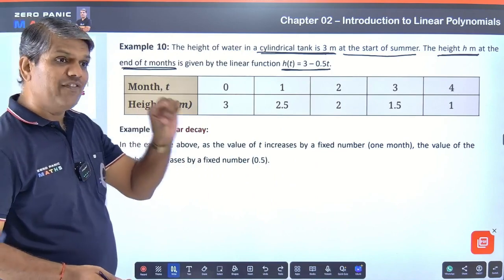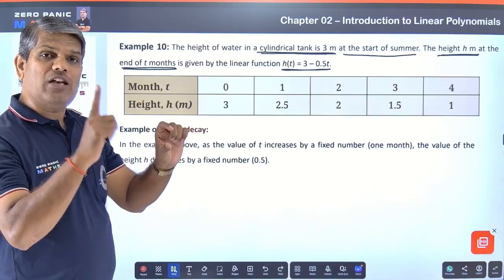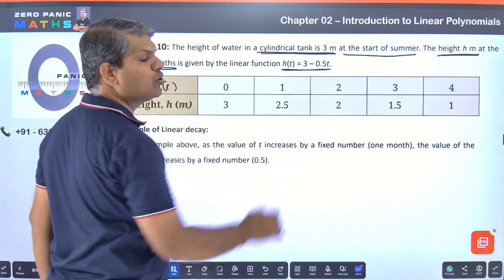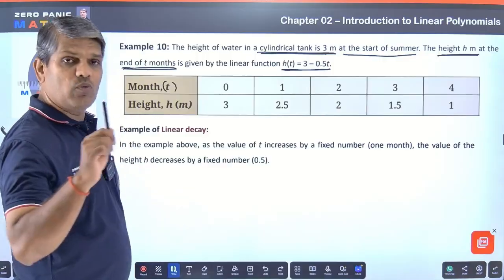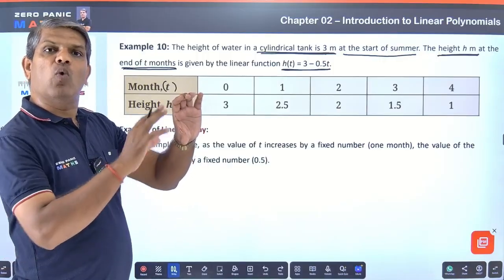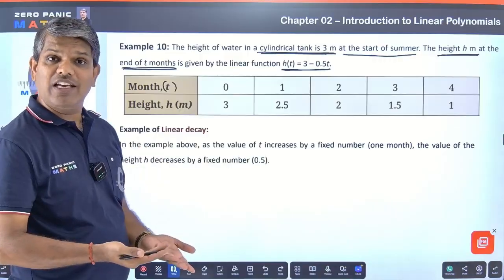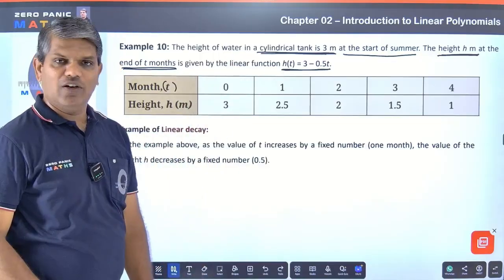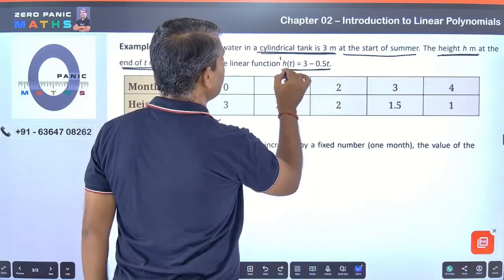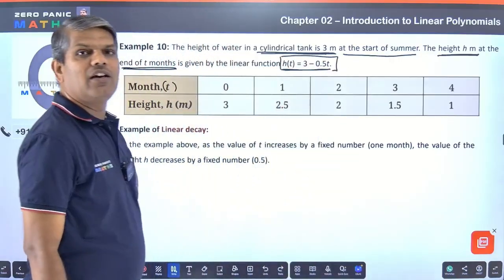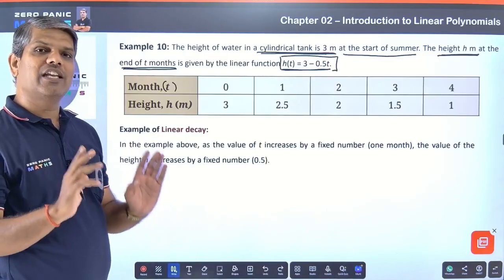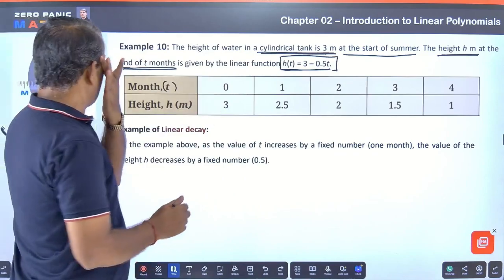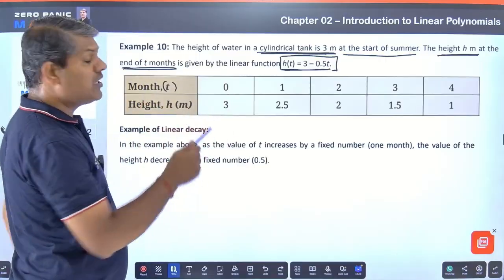So for every 1 month, because the month t here is given in terms of 1, 2, 3, 4, 5, half a meter of water is spent, and that will be the decrease in the height of the water in the cylindrical tank. That's why this equation is read as half a meter of water for every month is decreased from the cylindrical tank. Now how do we represent the same information using the table?